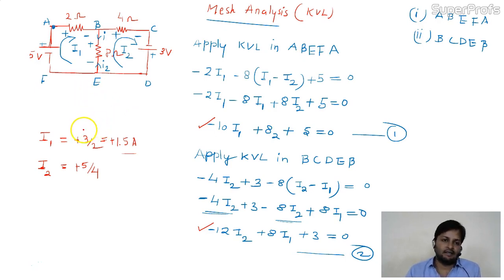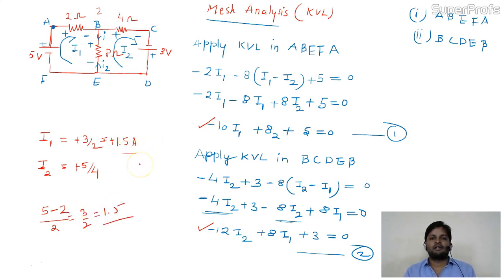Okay, see, the same problem we have done by KCL also. In the KCL, we got the value of this voltage here as 2 volt, and the value of this current we got is 5 minus 2 divided by 2, 3 by 2, which is 1.5. Here also we are getting 1.5. So I hope KCL and KVL, node analysis and mesh analysis, is clear to you.